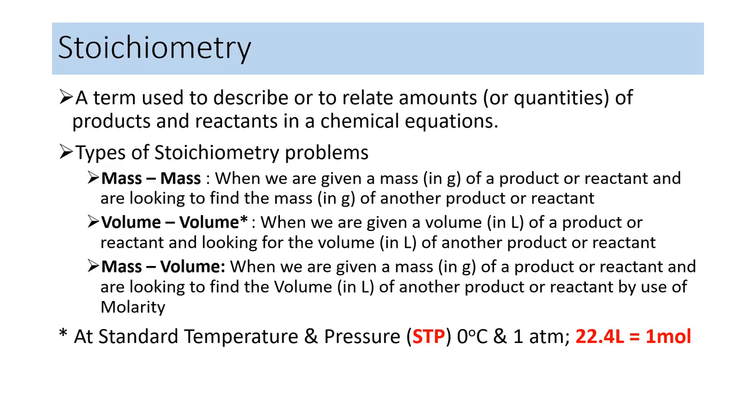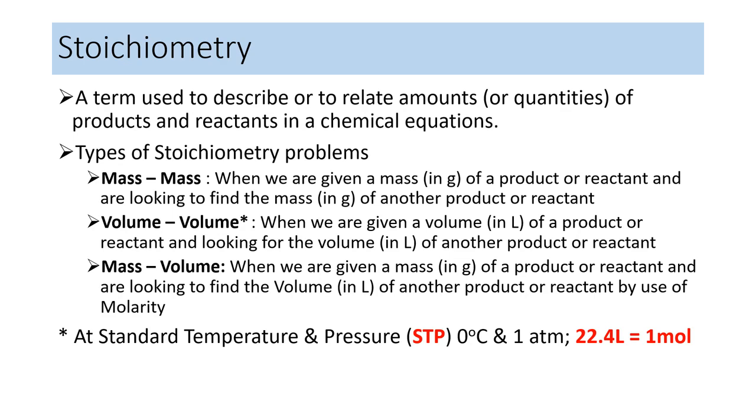When we talk about stoichiometry, we are talking about the term used to describe or relate different quantities of completely different units of products and reactants within a balanced chemical equation. We have mass to mass, volume to volume, and mass to volume problems.